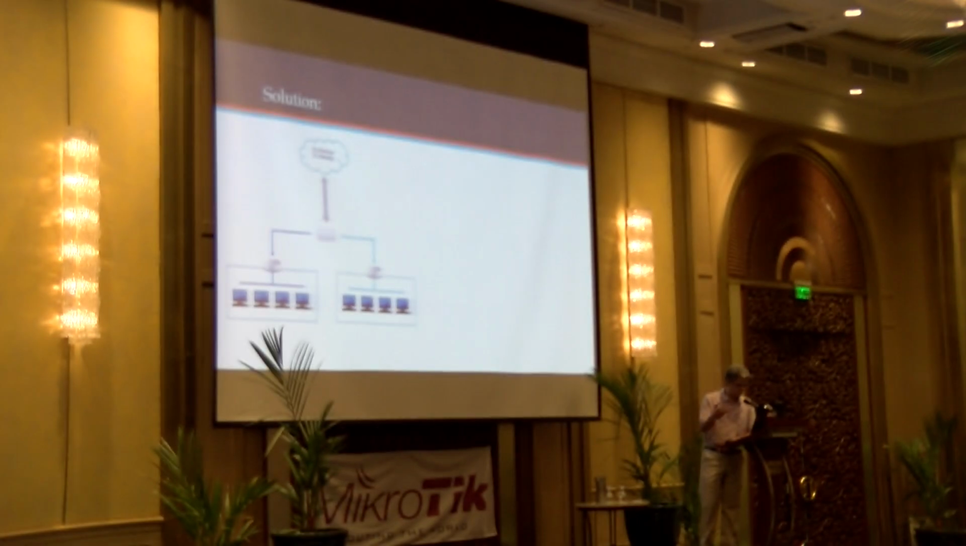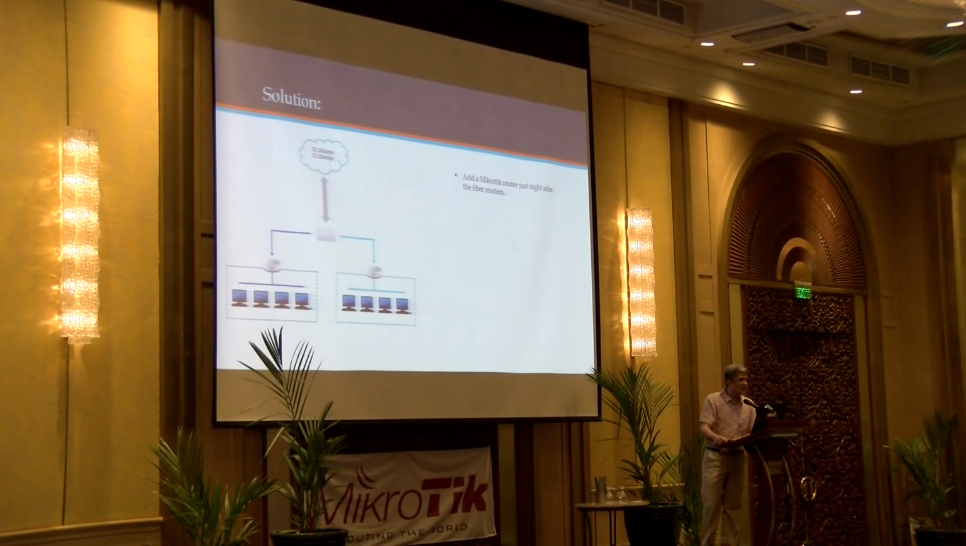So let's see what the solution could be. Add a Mikrotik router just right after the fiber modem. And make it transparent. Okay? And I will explain to you later how this can be done. Now, the question is, what mode should we use? A router mode or a bridge mode? What would you do?